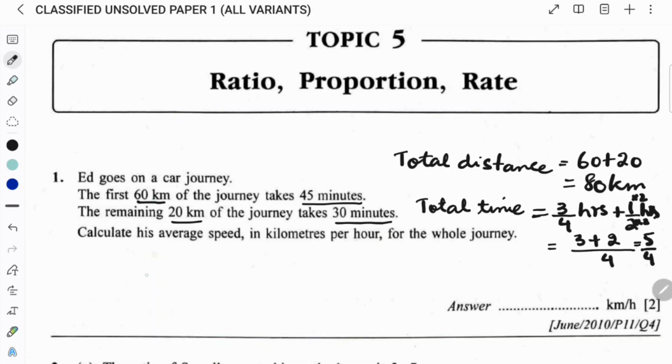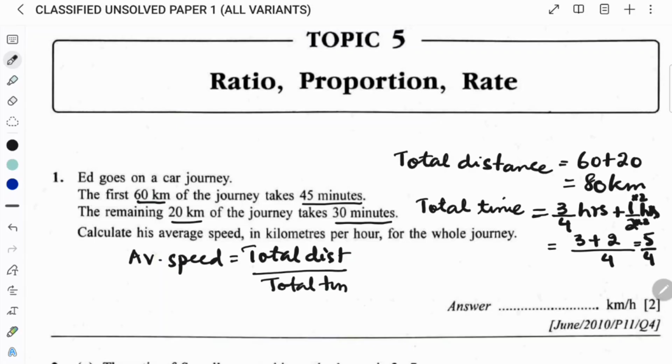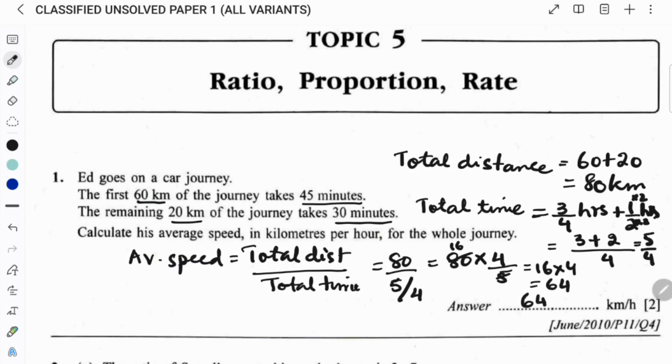All right, so the average speed for the whole journey is equal to the total distance upon total time. The total distance is 80 and the time is 5 upon 4 hours. That is 80 multiplied by 4 over 5. You know that we have to take the reciprocal. 5 times 16 is 80, and 16 times 4 is 64, which is equal to 64 kilometers per hour. The unit is already written, so 64 is okay.